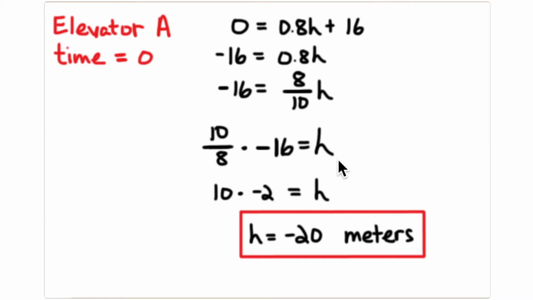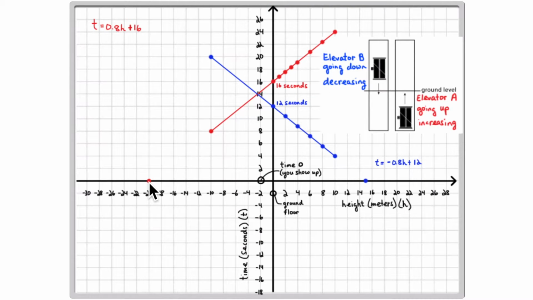All right, so let's take a look at what's going on. Here's the equation to figure out the height. We're going to figure out this point right here using the equation, and we're going to figure out this point right here. So this is negative 20 meters, and this is positive 15 meters.